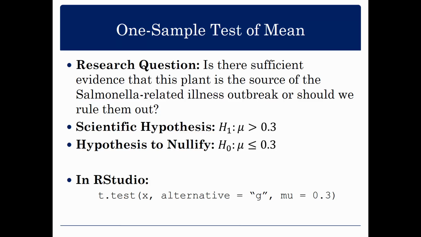The question is, is there sufficient evidence that this plant is the source of the outbreak, or should we rule them out? So in order for them to be the source, they have to have a certain amount of this bacteria in their batches. And so that cutoff point of safety is 0.3. So if we did this experiment from these 9 different randomly sampled batches, and we produce evidence in favor of the average level of this bacteria being greater than 0.3.